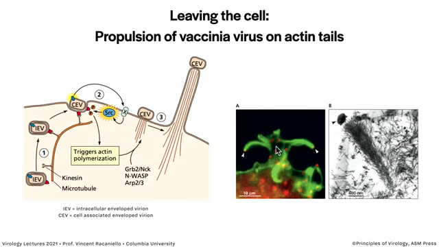And here is a fluorescence photograph of these projections on a cell. They're green, and the little red are the virus particles at the tips being shoved. Here's an electron micrograph. This is the actin filament projection, and there's a virus particle at the end. So this is kind of unusual. You know, the pox viruses do that, but other viruses don't.